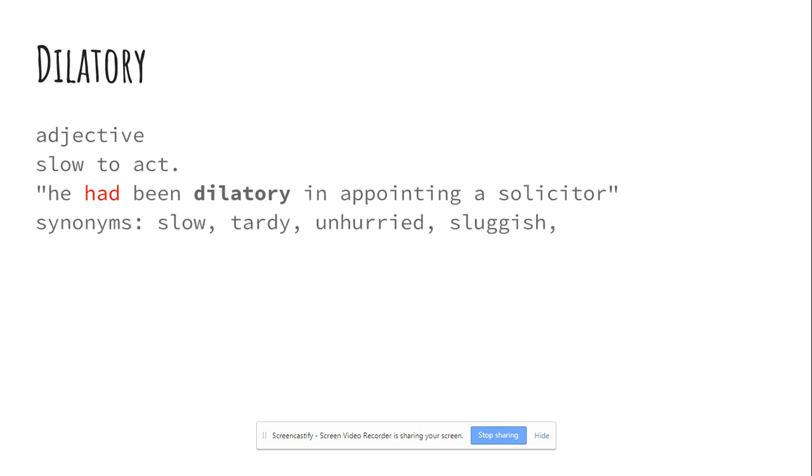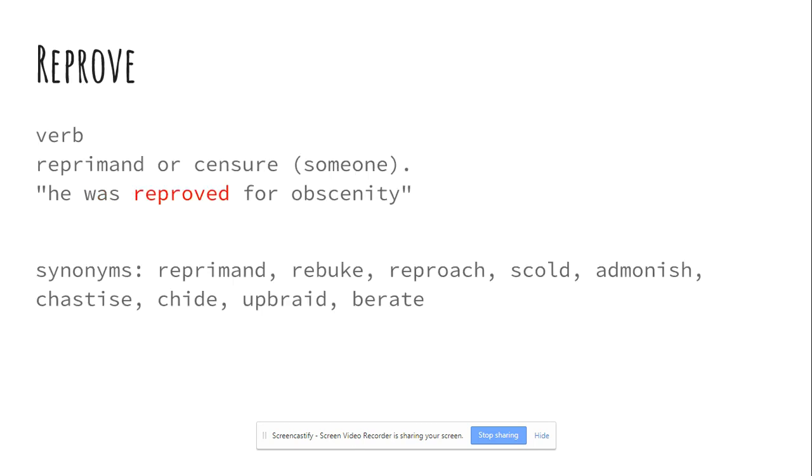Dilatory. This is an adjective and it means slow to act. He had been dilatory in appointing a solicitor. Dilatory is a negatively toned word. It just means that you were very slow to get something done. It's not like a snail is dilatory. You would say you turned in the essay late because you were so dilatory. You had something to get done and you just chose to be slow about it. In this sentence, had would be the verb, right? He had been dilatory. Dilatory is describing him.